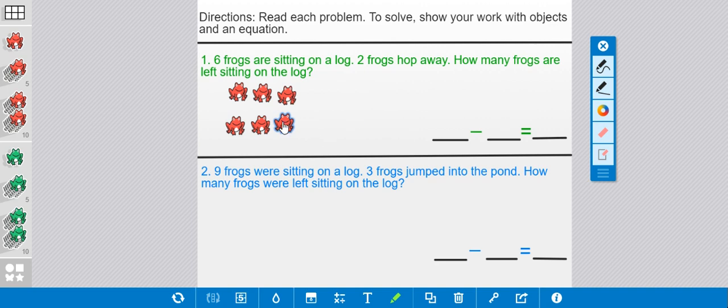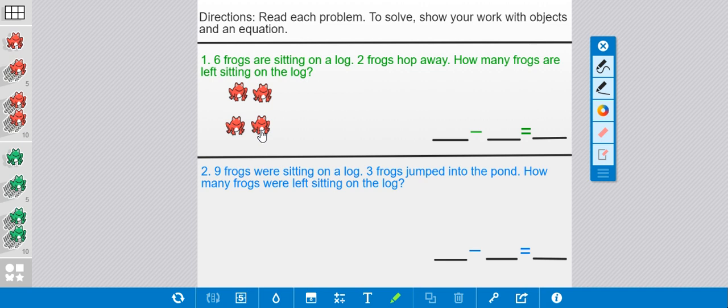Okay. So 2 frogs. Bye, frogs. You can go hang out over here. Well, they're not going to hop over there. So I'm just going to see how he's highlighted. So I can get rid of that frog by pushing backspace on my computer. So that frog hopped away. And now I click on this frog, and this little frog, he's going to hop away too. So how many frogs are left sitting on the log? If you said 4, you are correct.